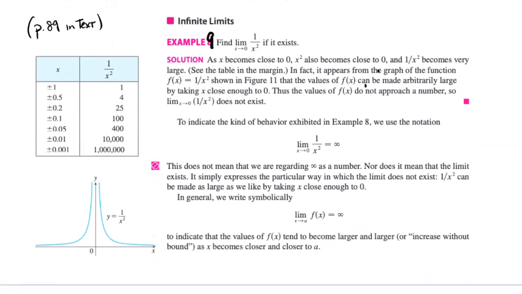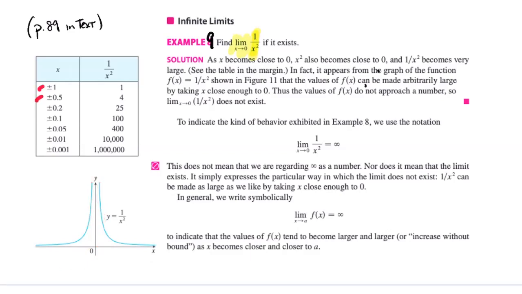It's on page 89. The function that the author is talking about is 1 over x squared, and we're looking at the limit as x goes to 0. So we're looking at the limit as x goes to 0 of 1 over x squared. And you can look at the graph down here. When x is getting close to 0 from both sides, it looks like these function values are just getting bigger and bigger. You can see that in a table here.